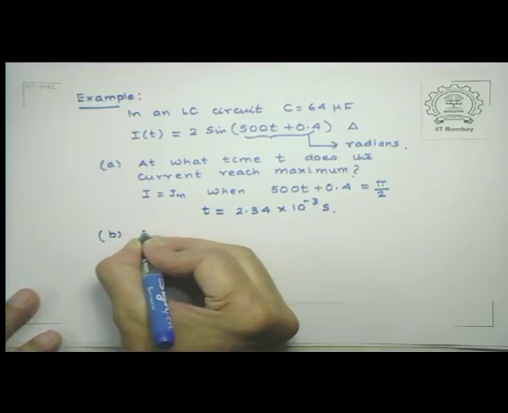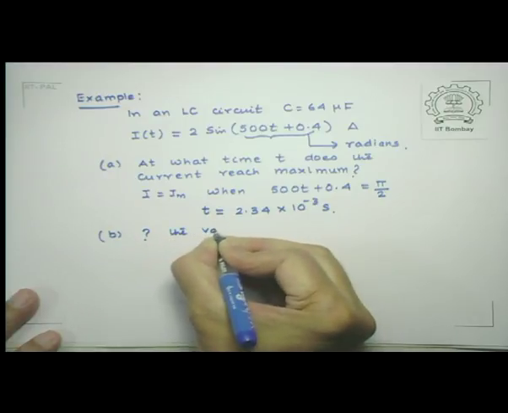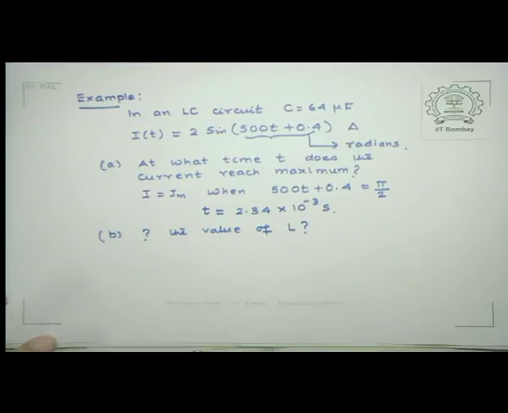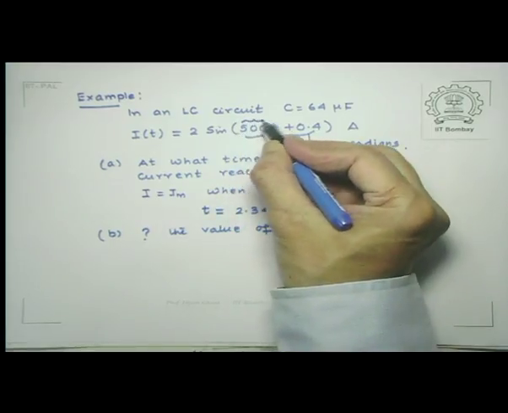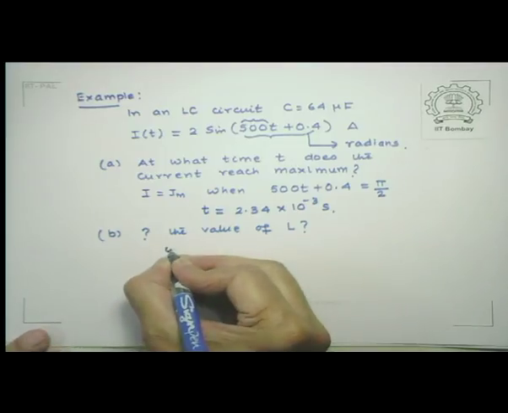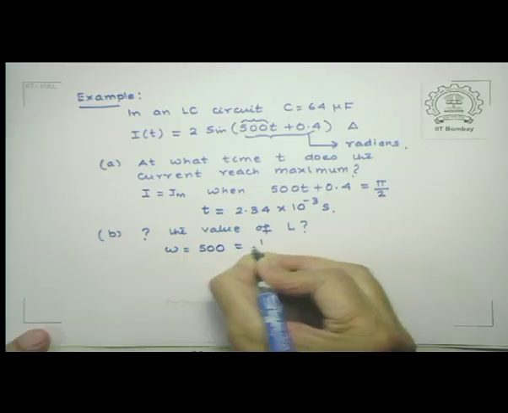What is the value of the inductance? In order to do that, you have to recognize that this must have been my omega, 500. So omega is equal to 500, and that is equal to 1 over square root of LC.